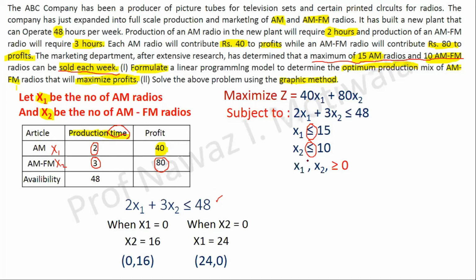For the second equation, it is directly given x1 should be equal to 15. So if x1 is 15, I can directly write the point as (15, 0). And for the third equation, I will write x2 less than 10. That means the coordinates will be (0, 10). As it is x1 equal to something, it will be a line parallel to the y-axis or parallel to x2. And similarly for x2 equal to 10, it will be a line parallel to the x-axis or x1.